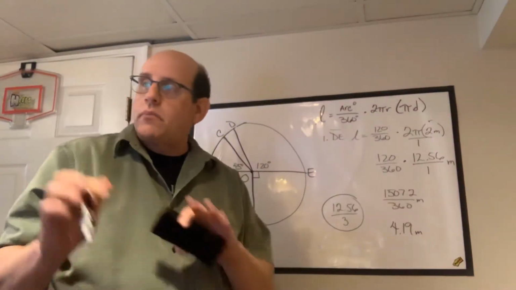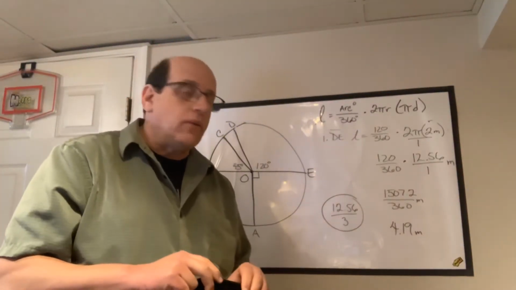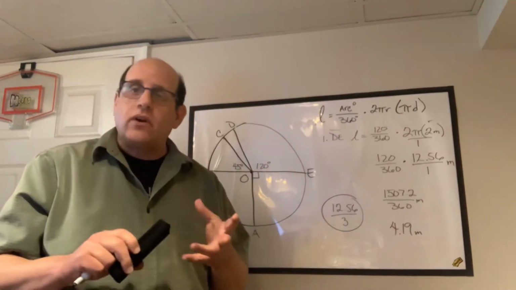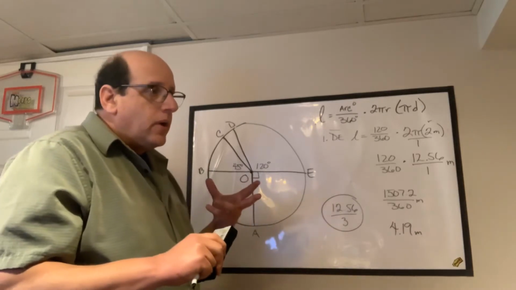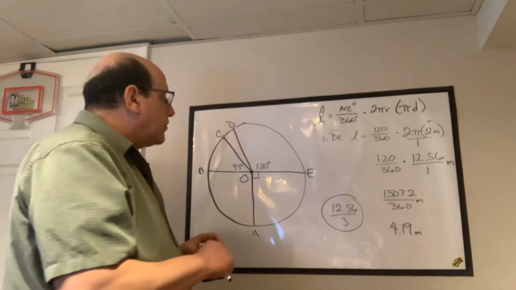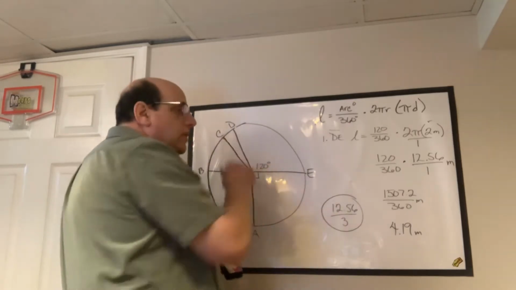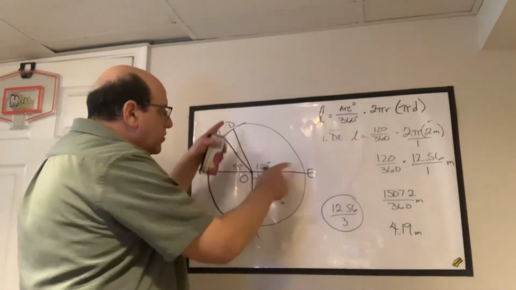So I've moved on, and I'm on the second page now. We're going to have to try and find arc lengths, and arc lengths are easy to find if you know circumference, because an arc is a part of that whole distance around the circle, and it gets cut out by some sort of central angle.